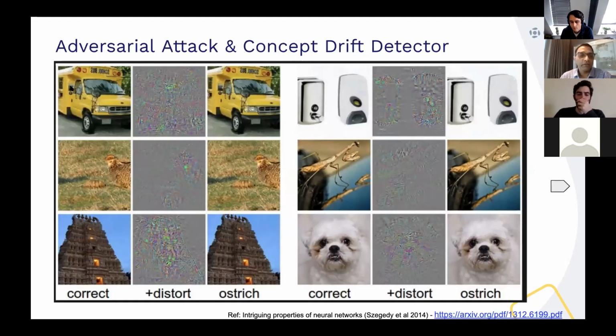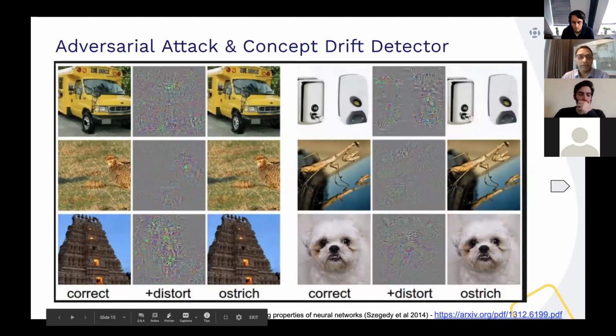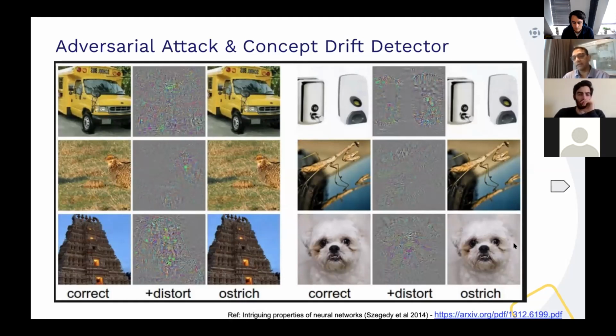This is the famous picture you may have seen before: by ever so slightly tweaking the image from the left to go to the image on the right, you can get the machine learning system to be completely fooled, right? A school bus gets flagged as an ostrich, or a temple gets flagged as an ostrich, or a dog gets flagged as an ostrich. This is an example of an adversarial attack, but concept drift also does something very, very similar.